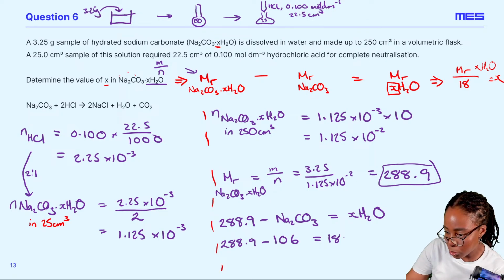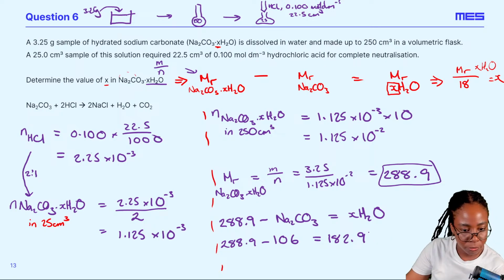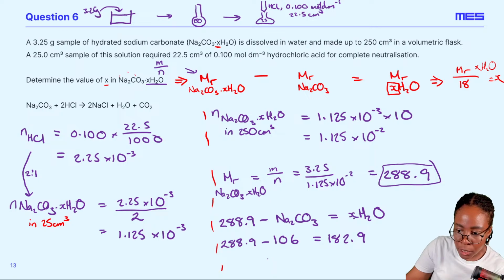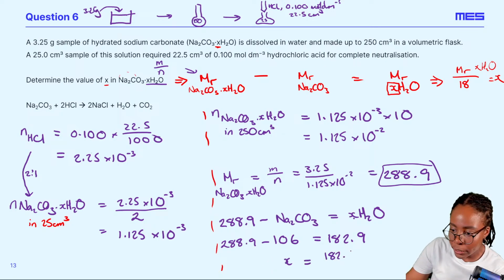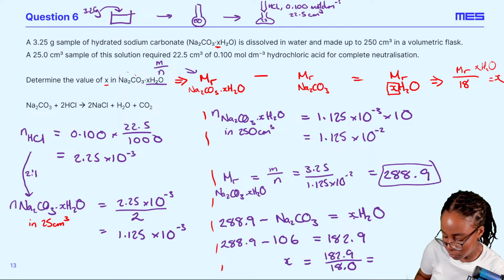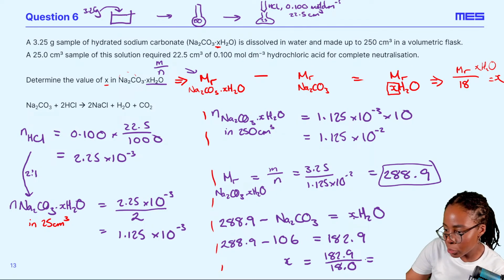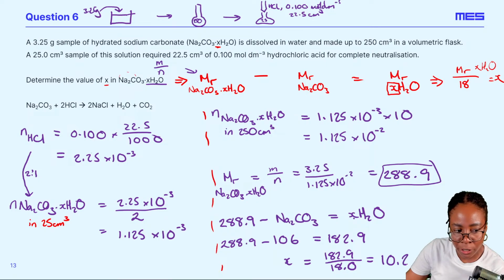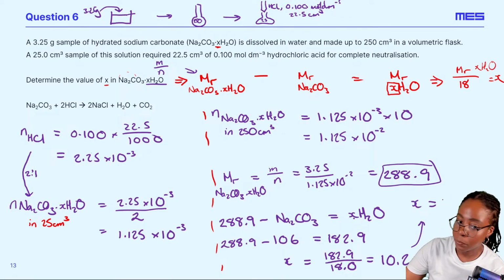182.9. So that's X multiplied by water. So to find out X, we're going to take our 182.9 and divide that by the MR of water. Lovely. And we get, well, that's approximately 10, right? 10.2, but it's going to be an integer value. So X equals 10.